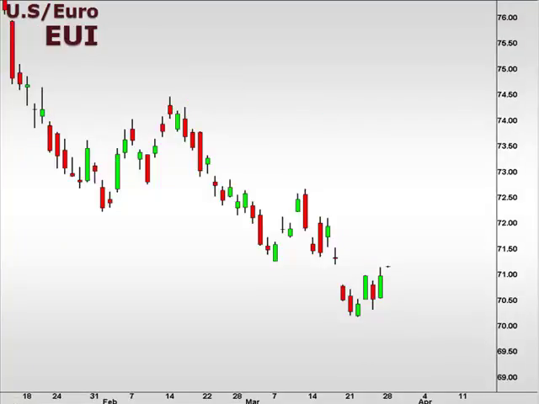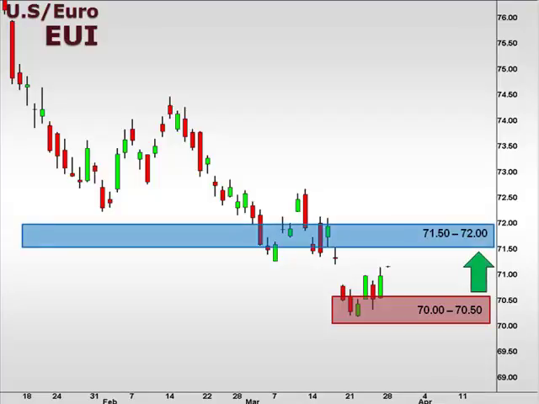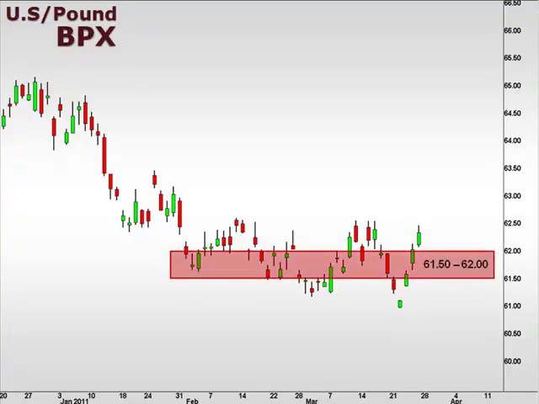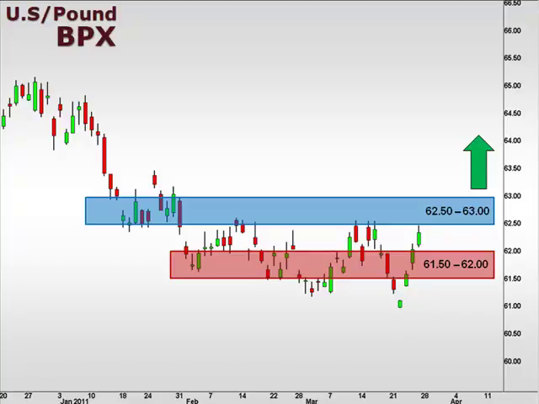Next up, the EUI, the U.S. versus the Euro. Well, the EUI continues to trend lower, but did bounce at the 70 support level as we expected last week. This does lend credibility to a test of the 71.5, 72 resistance level. Let's take a look at the U.S. dollar versus the British pound as seen here in the ISE FX options pair value BPX. Well, the BPX continues to consolidate above our 61.5, 62 support level, and a break above 62.5 opens the window for a move higher.